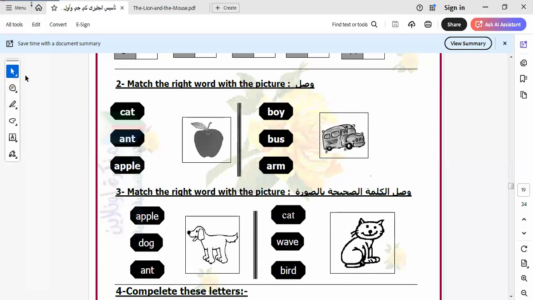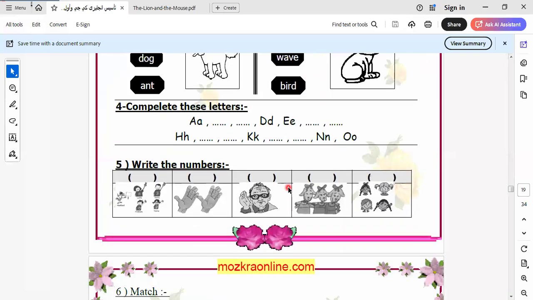Here we have, what is this? This is apple. All of us know it. This is bus, this is dog, this is cat, okay? Let's go to another exercise. I will leave this to do by yourself as homework.